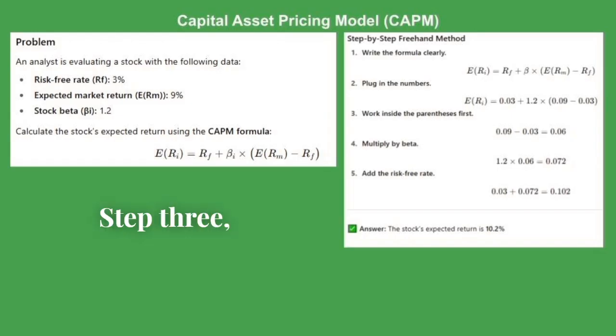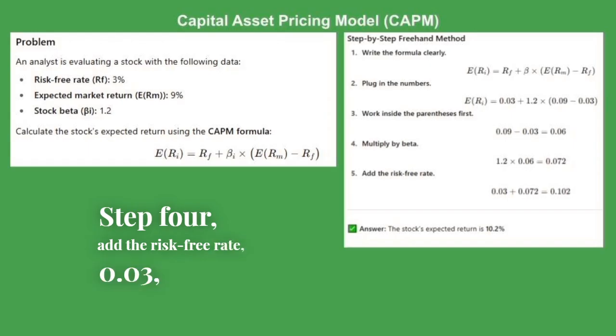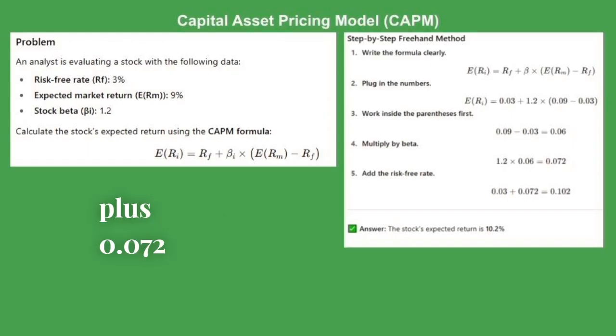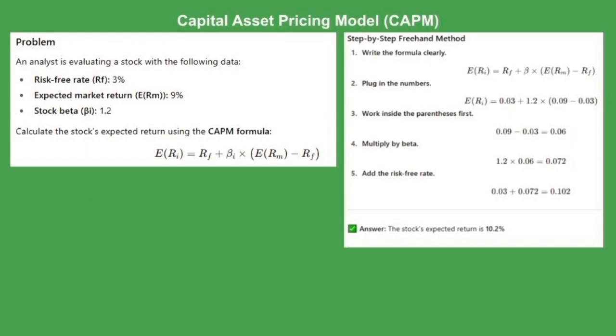Step 3, multiply by beta. 1.2 times 0.06 equals 0.072. Step 4, add the risk-free rate. 0.03 plus 0.072 equals 0.102. So the expected return on this stock is about 10.2%.